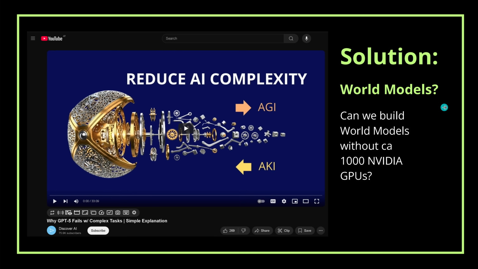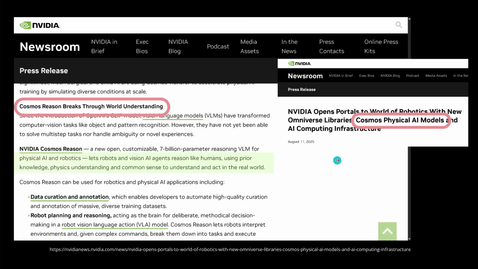But you know, I don't want a brute force methodology like NVIDIA, where they manage to build world models with, I don't know, 1,000 NVIDIA GPUs, 10,000, I don't know. Because just yesterday, NVIDIA published, following the hype of GPT-5, completely new models they call Cosmos, no? They are now physical AI models that understand everything, no? It breaks through the world understanding, no? We have now robot and vision AI agents, they reason like humans. And I thought, oh my goodness.